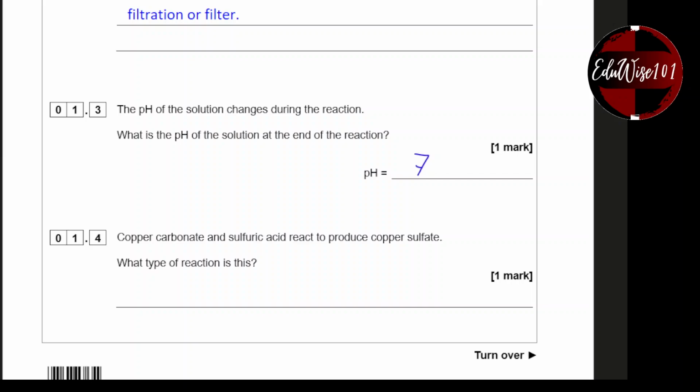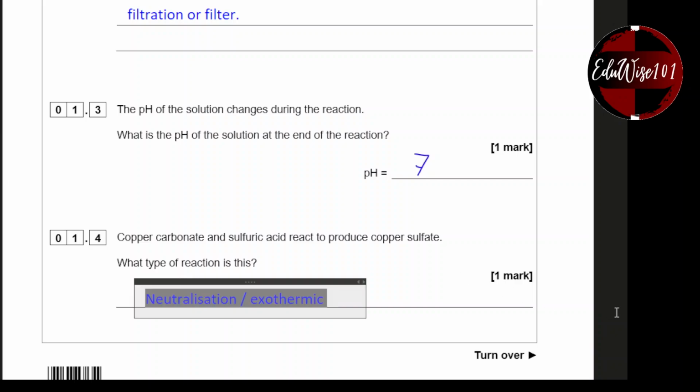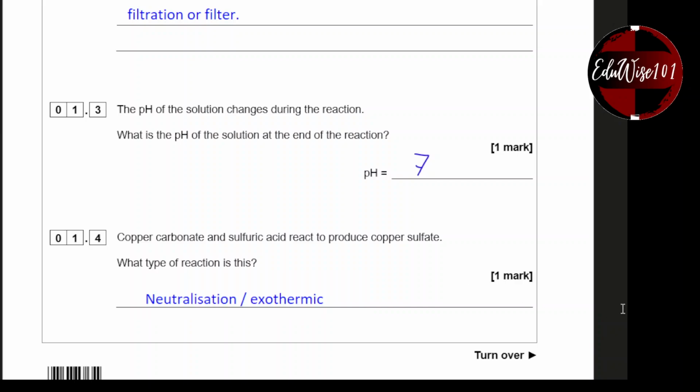Copper carbonate and sulfuric acid react to produce copper sulfate. What type of reaction is this? That's a neutralization reaction, or you could say it's an exothermic reaction as well.